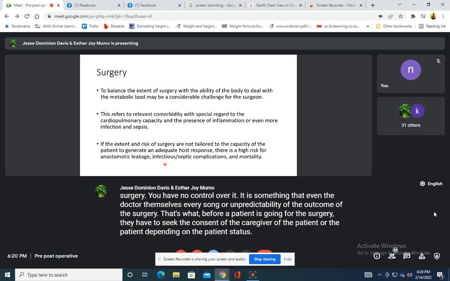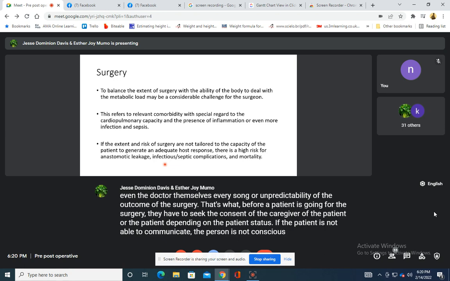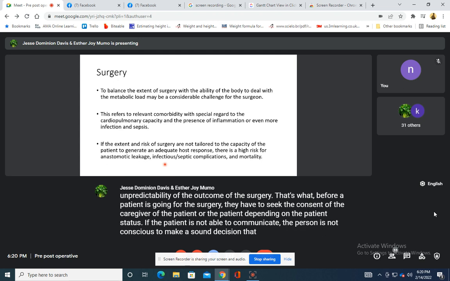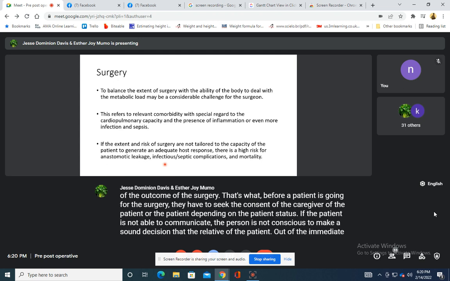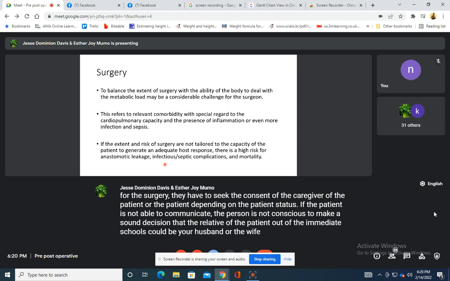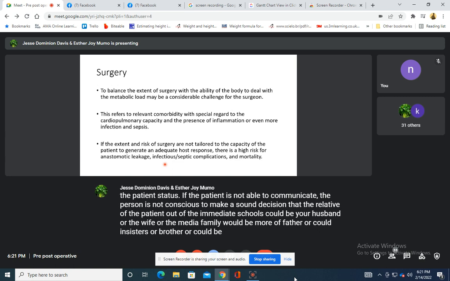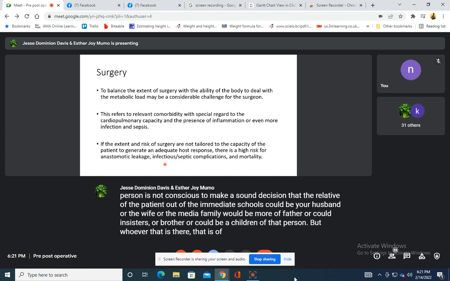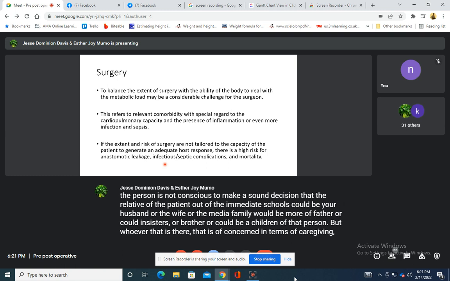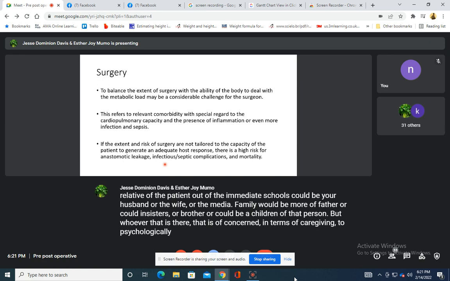If the patient is not able to communicate, if the patient is unconscious and unable to make a sound decision, then the relative of the patient, either the immediate spouse, the husband or the wife, or the immediate family, could be mother or father, or sisters or brother, or the children of that patient. Whoever is of concern in terms of caregiving, to psychologically or financially support this patient, you have to seek their consent.